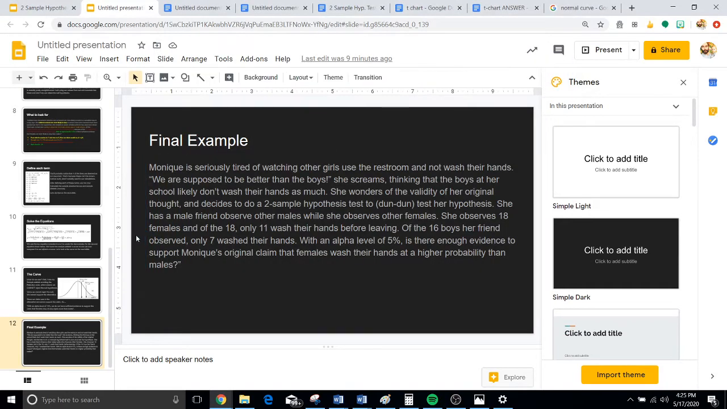Hey guys. Well, this is the final example, and it's actually the final example since this is the last of these you'll be getting this year. So let's read it and let's see if we can't solve it.